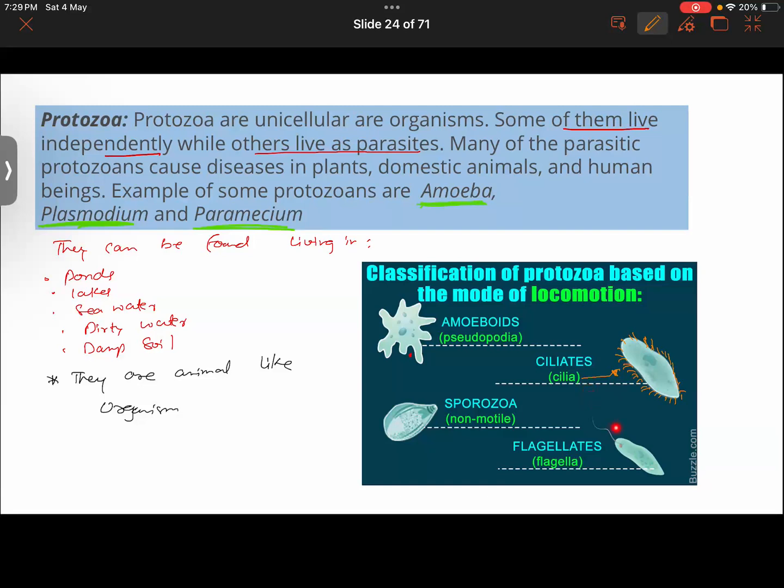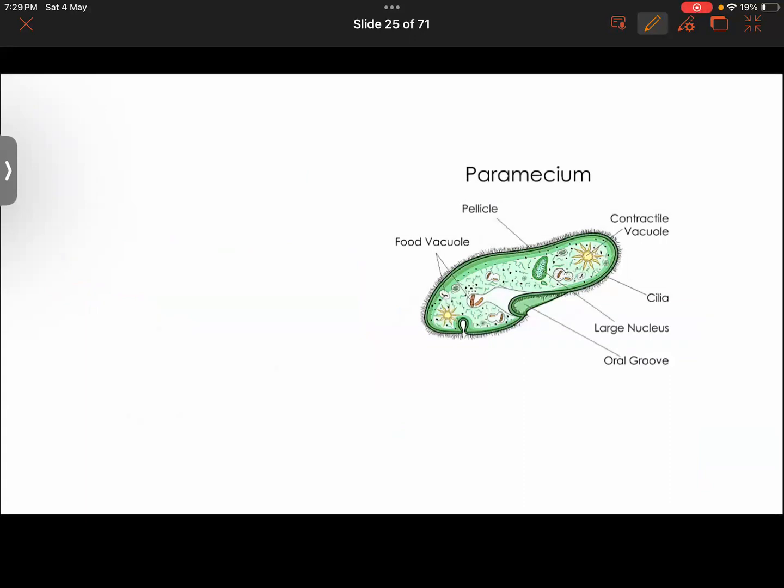Yes, sir. So you have another type of protozoa that has a tail-like structure called flagella, and it helps it to move forward. So you can have different types of protozoa here. Now, not all of them are important. Our main focus will be on amoeba, plasmodium, and paramecium. This is why they are called animal-like. This is one of the reasons; there are several other reasons also. Now, look at the structure of this paramecium.